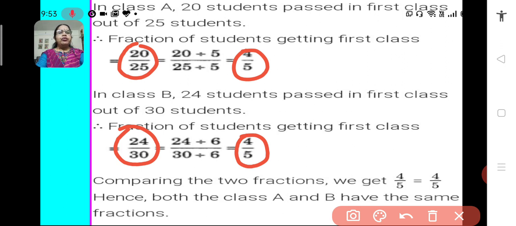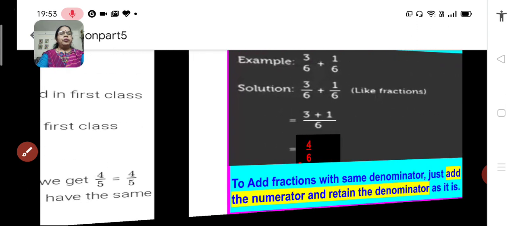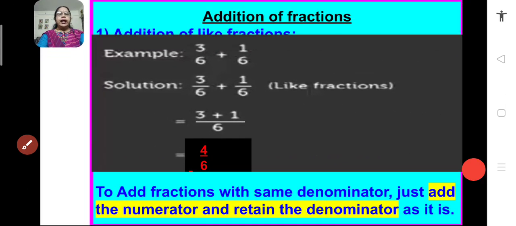Now we have two fractions, 4 upon 5 and 4 upon 5. So comparing the two fractions, we know that 4 upon 5 is equal to 4 upon 5. So, both classes A and B have same fraction of students who passed in first class. Now, with this problem, we come to the end of exercise 7.4.